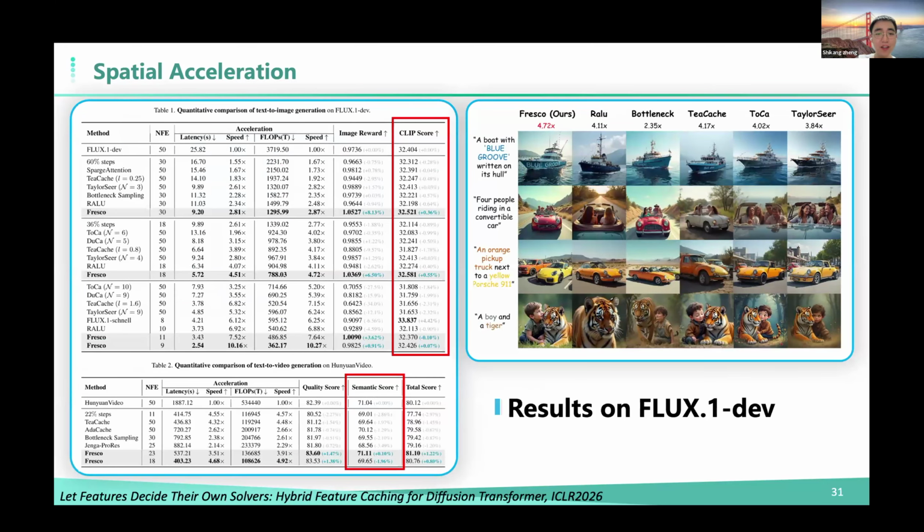And we find it has pretty good performance on image generation and video generation. For example, it can achieve even higher CLIP scores and semantic scores, even higher than the original model, on video generation and image generation. And we found it pretty weird, because normally when you apply acceleration methods, you can't achieve a better score than the original models. So this confuses a lot.